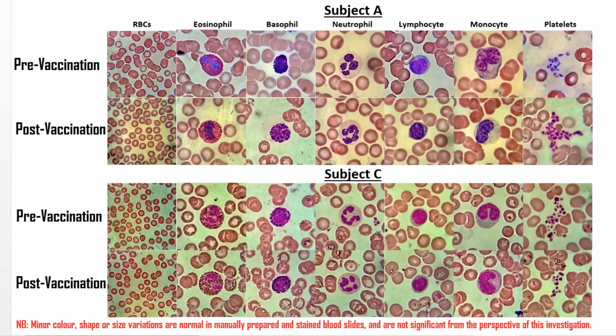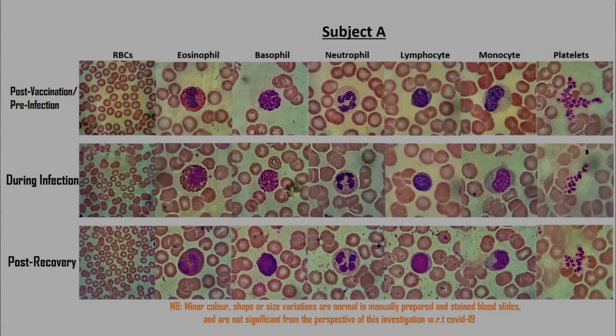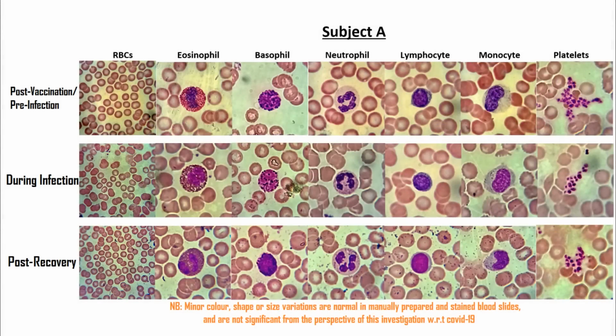My preliminary finding from this is that the blood slides collected and prepared after vaccination against the SARS-CoV-2 viral antigens do not show any significant differences in the shapes or sizes of the various blood cell types when compared to those of the samples collected before the vaccination, whether it was first dose or second dose. Similar observations were made from the blood samples collected after recovery from COVID-19 infection, vis-a-vis those collected during and before the infection, in the case of test subjects A and B.